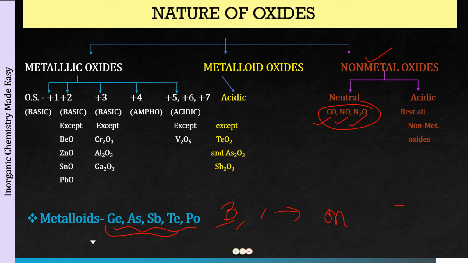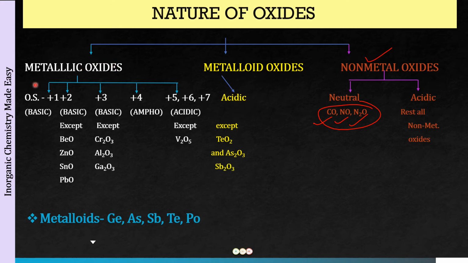All the oxides of the metalloids are going to be acidic in nature, except that we have three oxides which are going to be amphoteric in nature, and that is going to be TeO2, As2O3 and Sb2O3. These are going to be amphoteric in nature. Otherwise, all the oxides of the metalloids are also going to be acidic in nature. Okay. Next we have the metallic oxides.